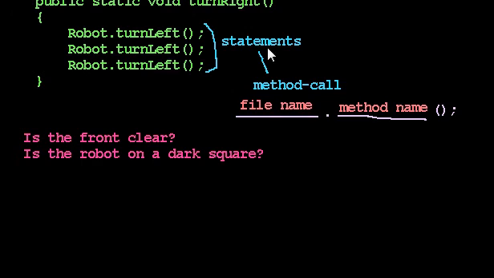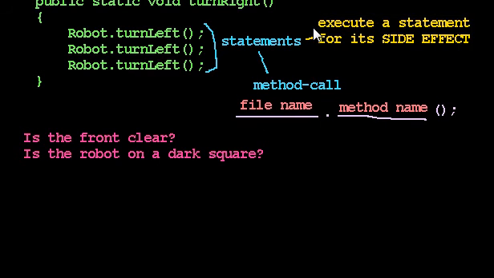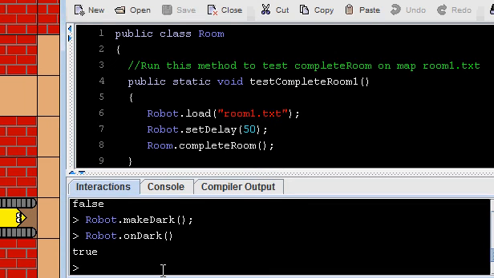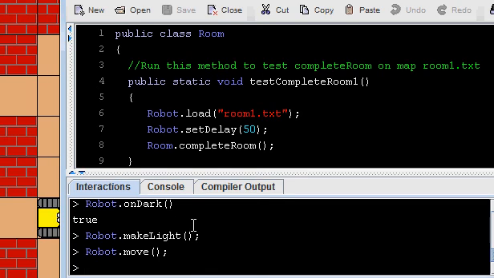So I said these things are statements, and I didn't really say what a statement is. So let me give you a definition of a statement, or maybe not so much a definition, but what a statement does. You execute a statement, and when you execute a statement, you execute it for its side effect. A statement has a side effect. So let me explain. A side effect of asking the robot to turn left is that the robot is now facing a different direction than he was originally. And likewise, a side effect of robot.makeLight is that the square the cell is on, click, is now light. And a side effect of robot.move is that the robot is now in a different position. So that's what we mean by a side effect.